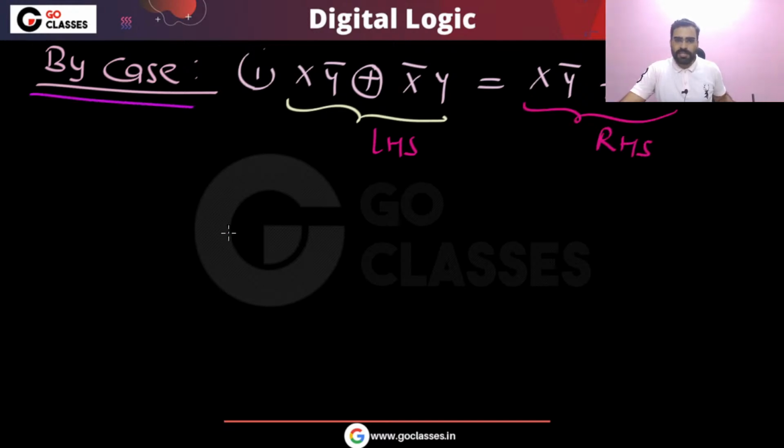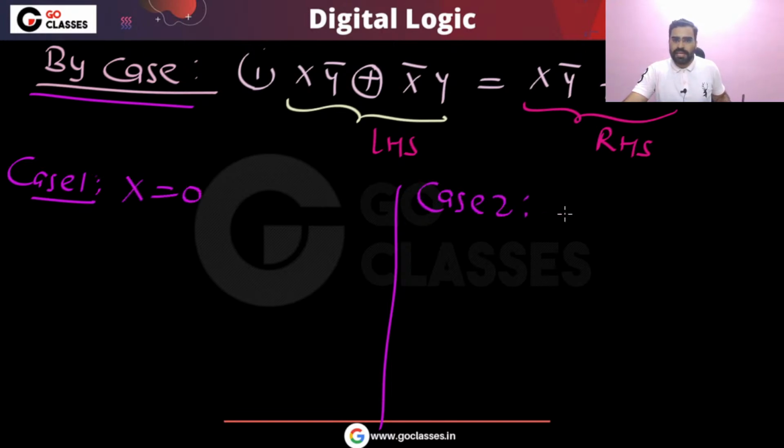Now in this by case method, you already know what we do. Take one variable, any variable. How many cases are possible if you take one variable? Only two cases are possible. Case 1 is when x is 0, and case 2 is when x is 1. No other case is possible, right? Whatever you do, only these two cases are possible.